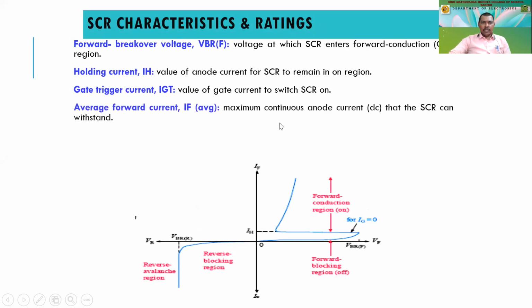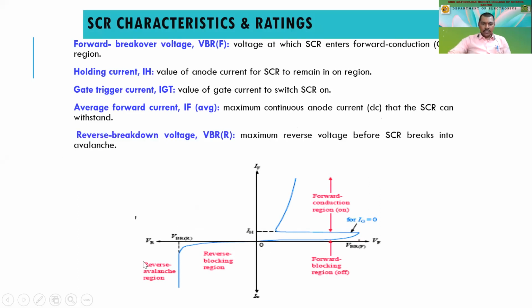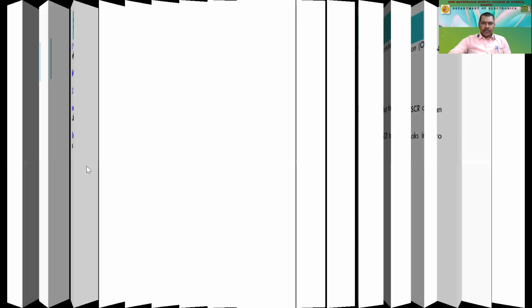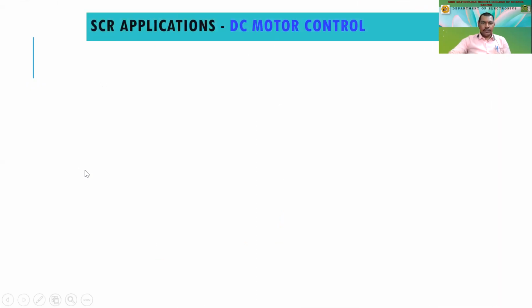And average forward current, that is the maximum continuous anode current, that is DC, that the SCR can withstand. Reverse breakover voltage is the maximum reverse voltage before the SCR breaks into avalanche, that is called reverse breakover voltage. So these are some of the definitions.